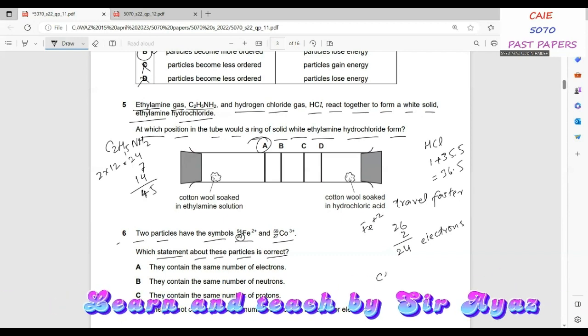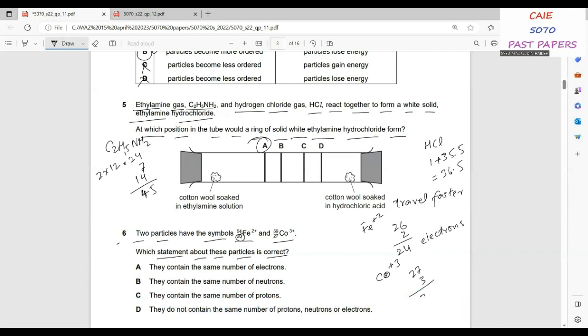What about Co³⁺? The proton number of Co is given, that is 27. The charge of Co is +3, which means it has lost 3 electrons. So 27 minus 3 will be 24. So both have the same number of electrons. So statement A must be the right one.